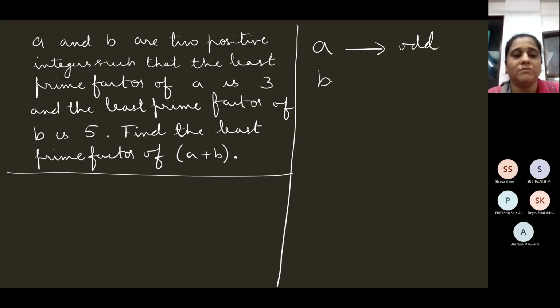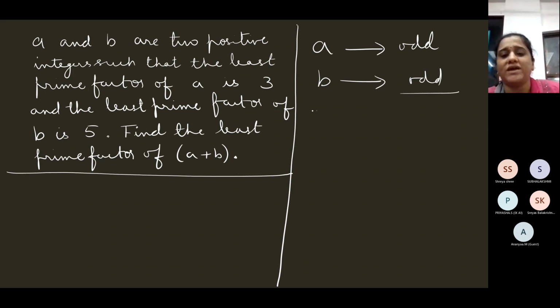Then coming to B, the least prime factor of B is 5. So again, B does not have 2 as a prime factor. Numbers are either even or odd. If it is not even, it has to be odd. There is no third or fourth thing. So B is not even, because it does not have 2 as a prime factor. So it is odd.